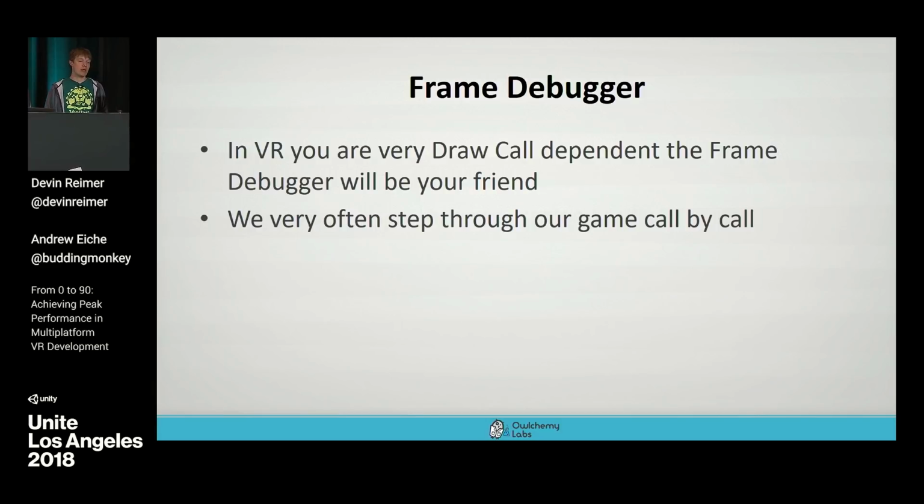As I mentioned before, draw calls are probably going to be your biggest enemy, so the frame debugger is going to be very, very important for you. We very often step through our game frame by frame, making sure that every draw call makes sense and that it's actually what we want, because there are a lot of things that can cause it to not be what you want. This will also help you figure out what should be combined and what should be removed.